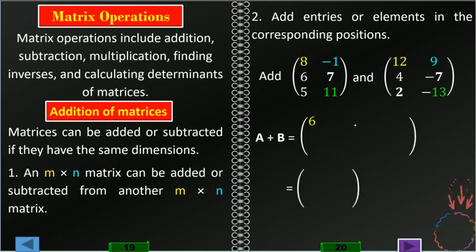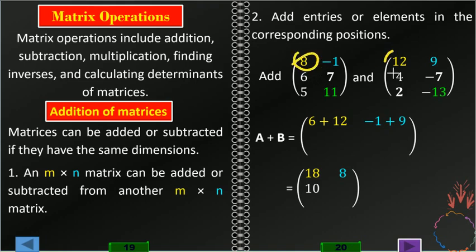Now we are going to add the elements in the corresponding positions. This is what happened here. We added this and this to get this. Right? Okay. Now look at the next one. We added this and this to get this. So that is it. We must always remember that we must add elements in the same corresponding position.